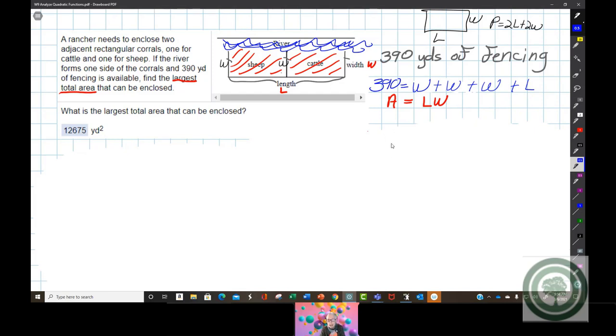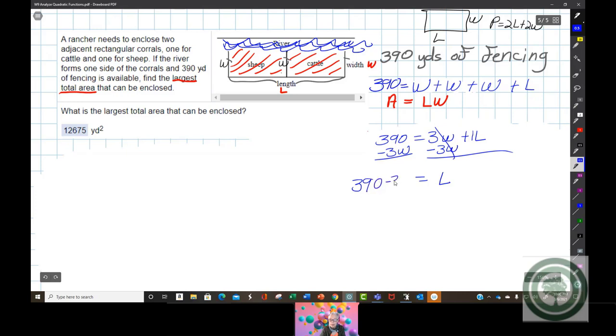Okay, so now we're going to have to deal with this. 390 equals 3W plus L. So now, since L just has a 1 in front of it, it's going to be easier to solve for L. So minus 3W and minus 3W. L equals 390 minus 3W. That's what L is.